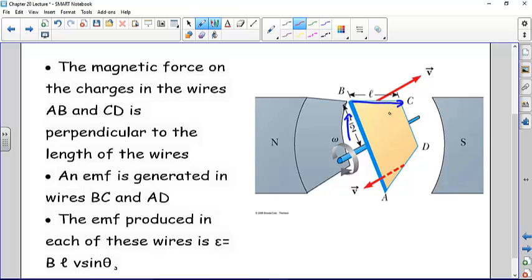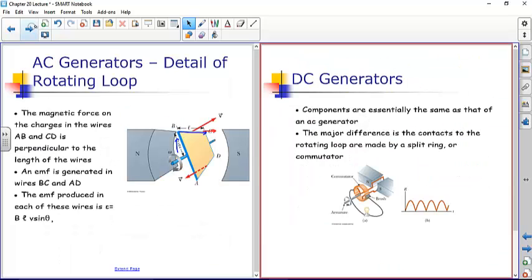Now when the velocity is going this way, you can see the velocity is in the same direction as the magnetic field, and you get zero force, and that's why you also get zero voltage. So you can look at it from a number of different perspectives.